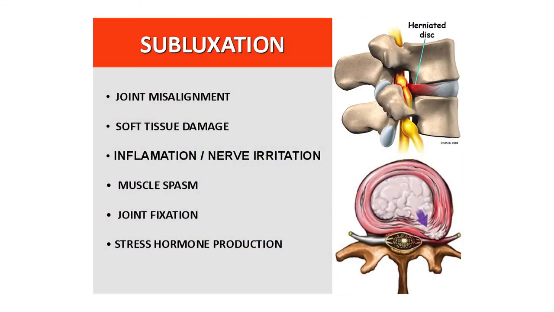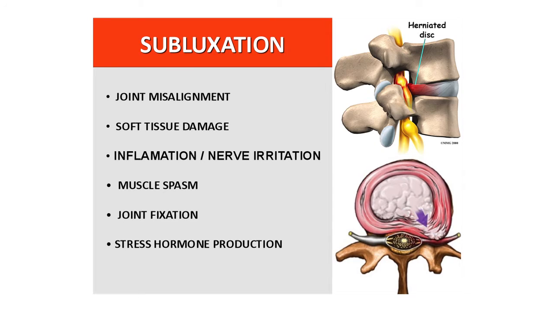Everybody say that with me. Subluxation. So subluxation: a joint misaligns and creates soft tissue damage. Okay, we end up with inflammation and nerve irritation. So here's the bird's eye view. There's the spinal cord. There's the nerve root. It creates inflammation, nerve irritation, muscle spasms.